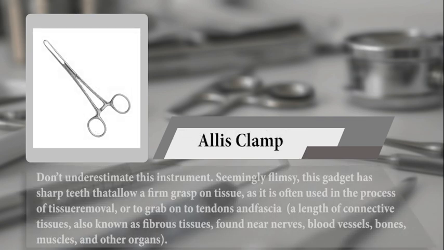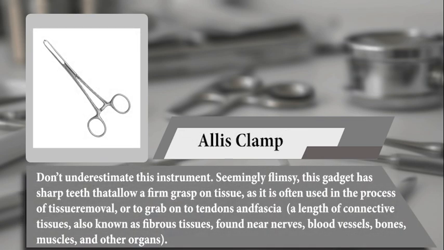Alice clamp. Don't underestimate this instrument. Seemingly flimsy, this gadget has sharp teeth that allow a firm grasp on tissue, as it is often used in the process of tissue removal, or to grab on to tendons and fascia. A length of connective tissues, also known as fibrous tissues, found near nerves, blood vessels, bones, muscles, and other organs.